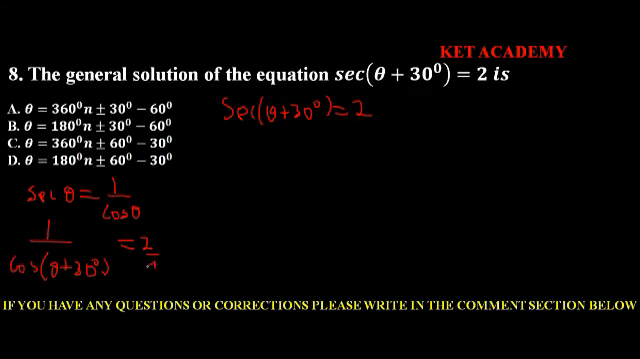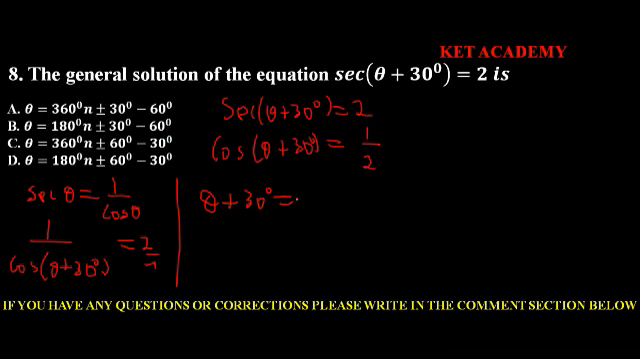So the 2 is the same as 2 on 1. If you cross multiply here, we are going to get cos of theta plus 30 degrees to be equal to a half. So we're going to look now for theta plus 30 degrees to be equal to the cos inverse of a half, and we're going to get 60. Cos inverse of a half is 60 degrees.